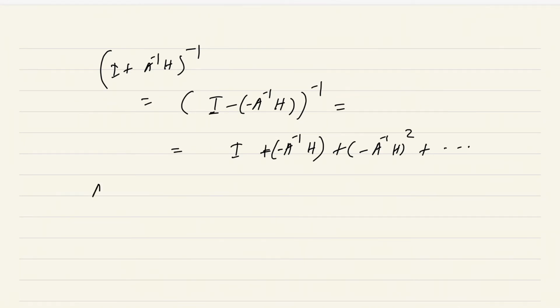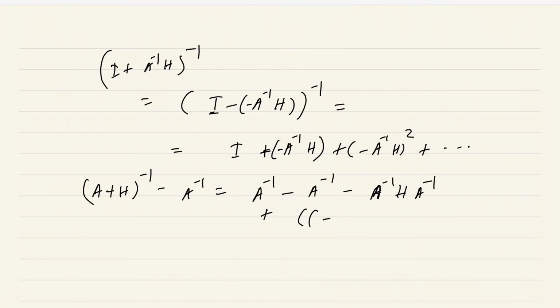So (A+H) inverse minus A inverse is going to be A inverse minus A inverse, okay, minus A inverse H A inverse, plus (minus A inverse H) squared, plus (minus A inverse H) cubed, plus dot dot dot, into A inverse. Okay, I hope I haven't made any silly mistakes. Hopefully I have not. Okay, so what is the net upshot of all this? Wait, I have made a silly mistake. This A inverse should be outside.